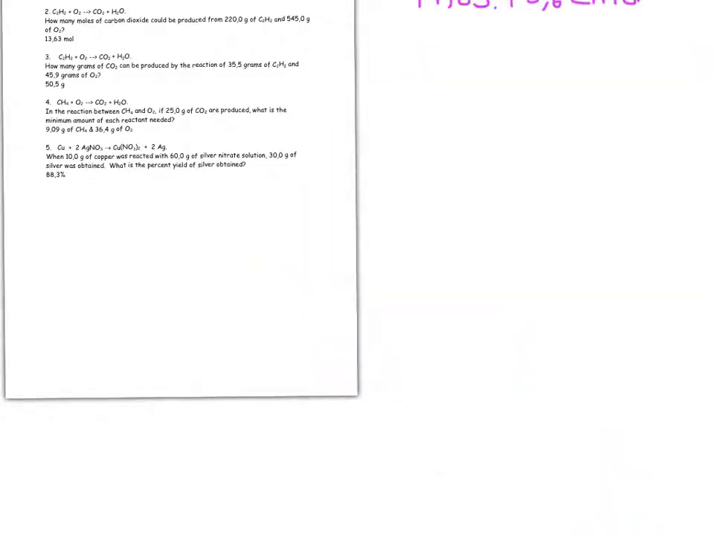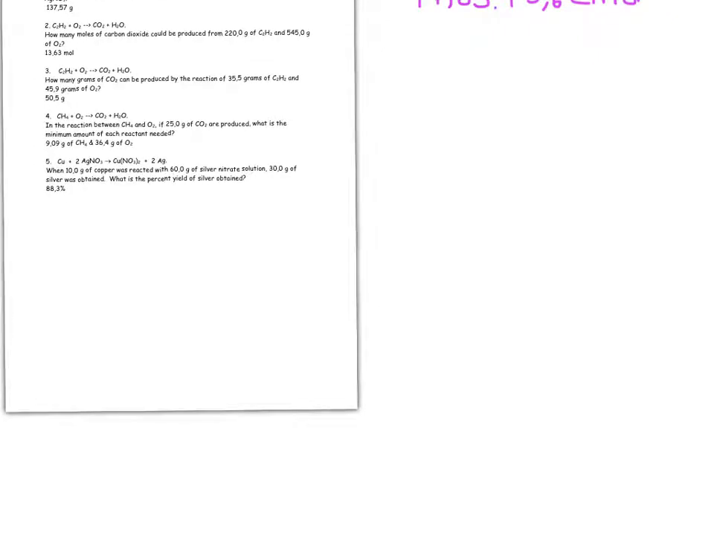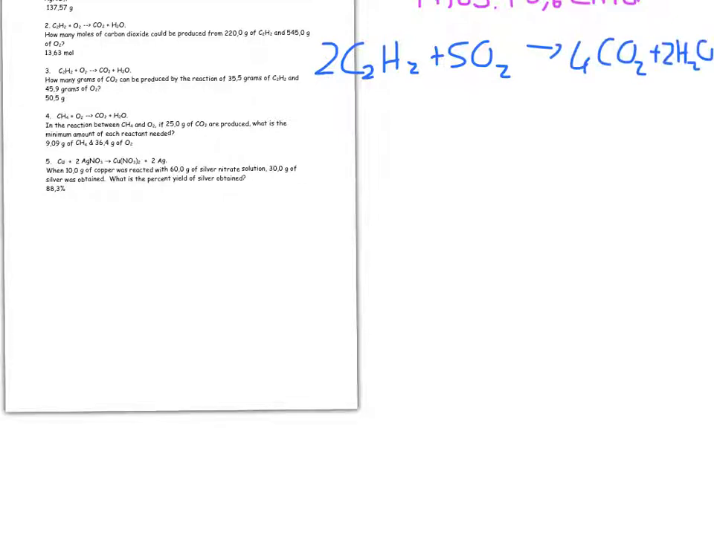So, same balanced equation. Luckily, we've already balanced it. It's going to be 2C2H2 plus 5O2 gives me 4CO2 plus 2H2O. And this time I have been given different masses: 35,5 grams and 45,9 grams, and the question mark is the mass of carbon dioxide.